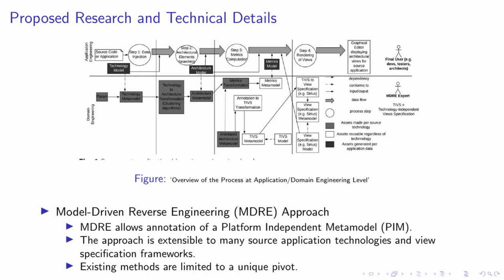In this slide, we delve into the technical details of our proposed research. The figure you see provides an overview of the process at the application or domain engineering level. Our approach is rooted in model-driven reverse engineering, or MDRE. This method allows us to annotate a platform-independent metamodel, or PIM, which is a key aspect of our approach. One of the significant advantages of our approach is its extensibility. It can be applied to a wide range of source application technologies and view specification frameworks. This is a departure from existing methods, which are often limited to a unique pivot. In essence, our approach provides a more flexible and adaptable solution for understanding complex software systems. It's about making the process of software comprehension more efficient and effective, regardless of the technology or framework being used.